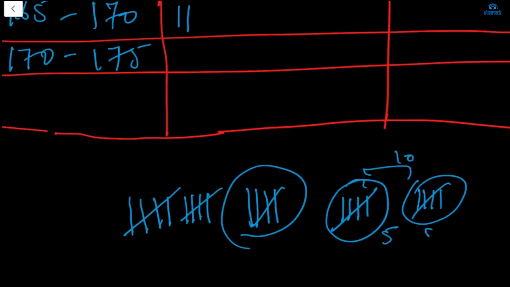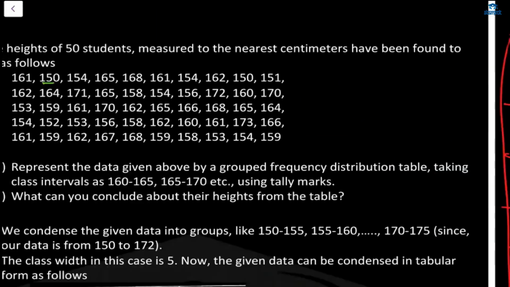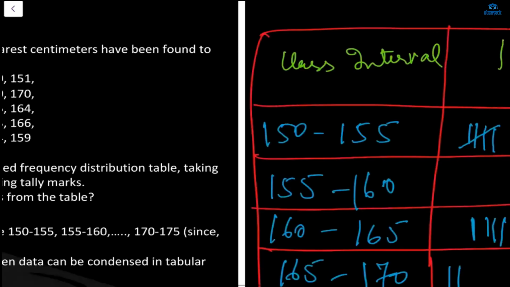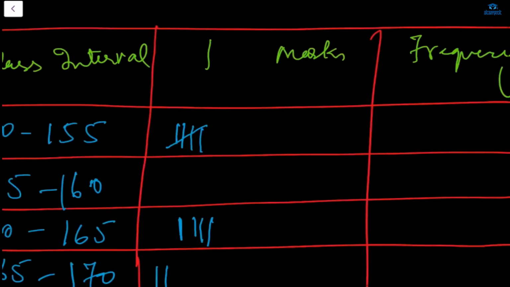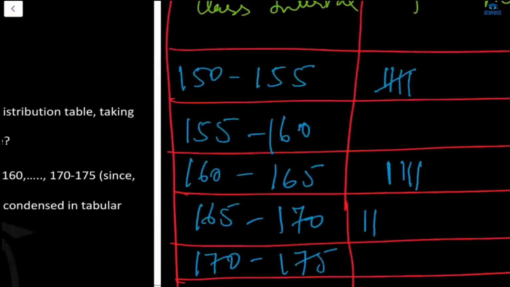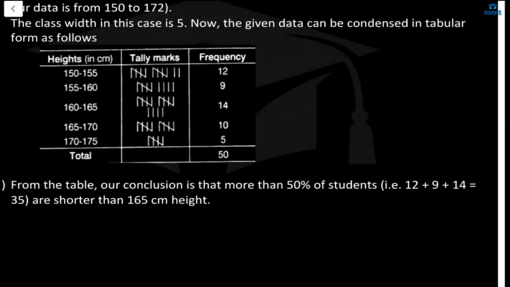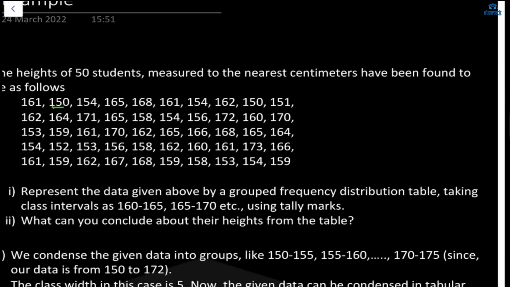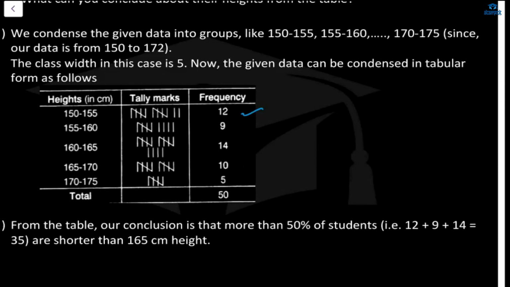So where were we? Understood how you are going to do it with tally marks, everybody? Yes, ma'am. So we are going to mark all the values, and after that we are going to write the frequencies. I have done it here. For the numbers between 150 and 155, we have 12 such students having height in the range of 150 to 155 centimeters.